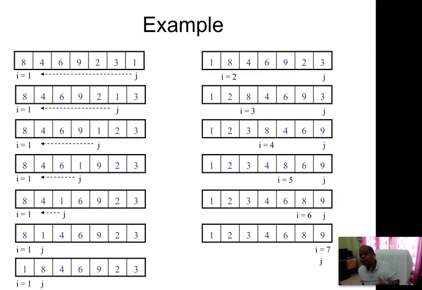And in each outer loop, what you will do, you have to compare starting from the last index element with its previous index element if they are out of order. That means if the last element is smaller and the previous one is the bigger, then you are exchanging.